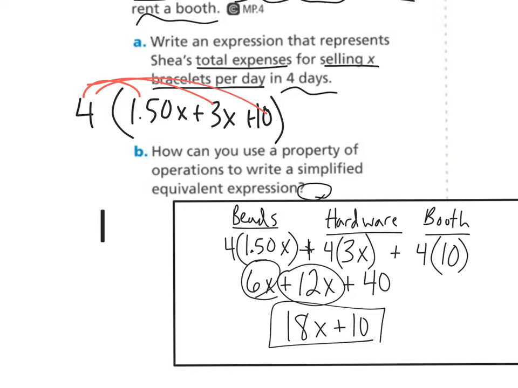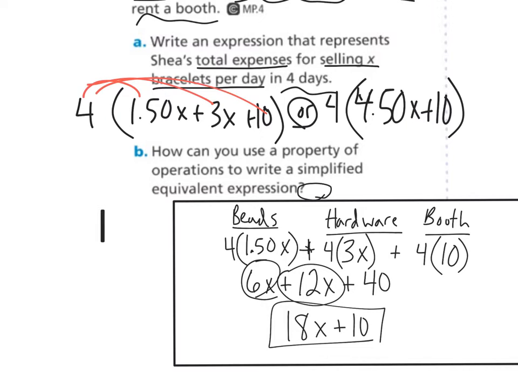Or maybe you took all your bracelet costs together. You said, well, $1.50 for the beads, $3 for the hardware. That's $4.50 for each bracelet. So you could have said $4.50 per bracelet, x bracelets a day, $10 a day for the booth. Okay, so that would be our cost for one day. And then take that thing times 4. Okay, and you'll actually get the same answer there as well.